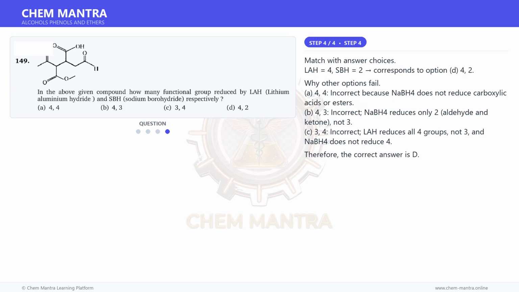And for the final step, match with answer choices. LAH is equal to 4, SBH is equal to 2, corresponds to option D, 4, 2.